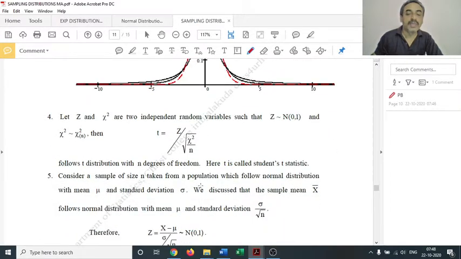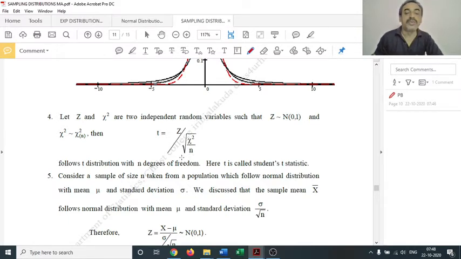Now next we have a relation connecting the standard normal, chi-square and t. That is, let Z and chi-square be two independent random variables. Z follows standard normal, chi-square follows chi-square with n degrees of freedom. Then this relation shows a random variable following t distribution with n degrees of freedom. This t is known as Student's t statistic. T equals Z by root of chi-square by n follows t distribution with n degrees of freedom.